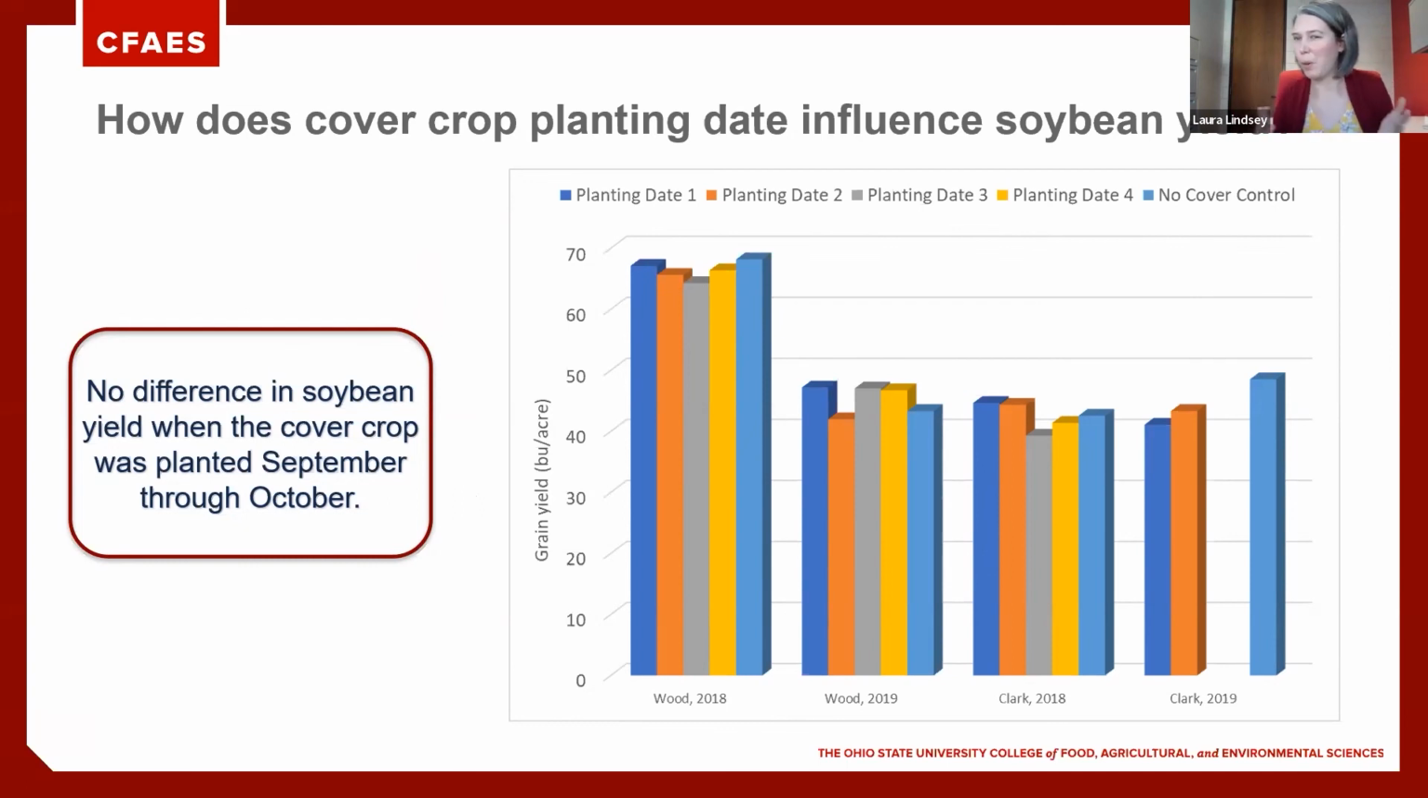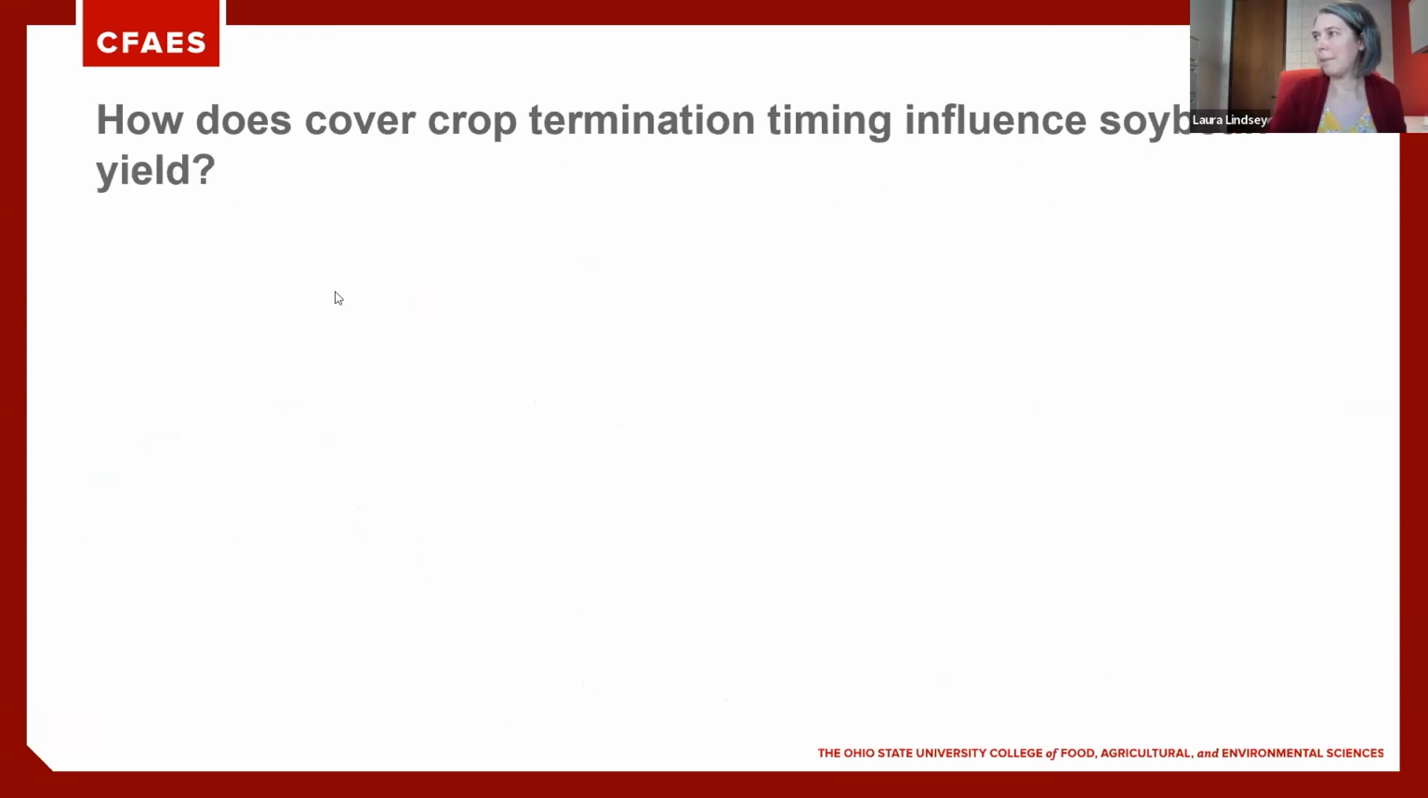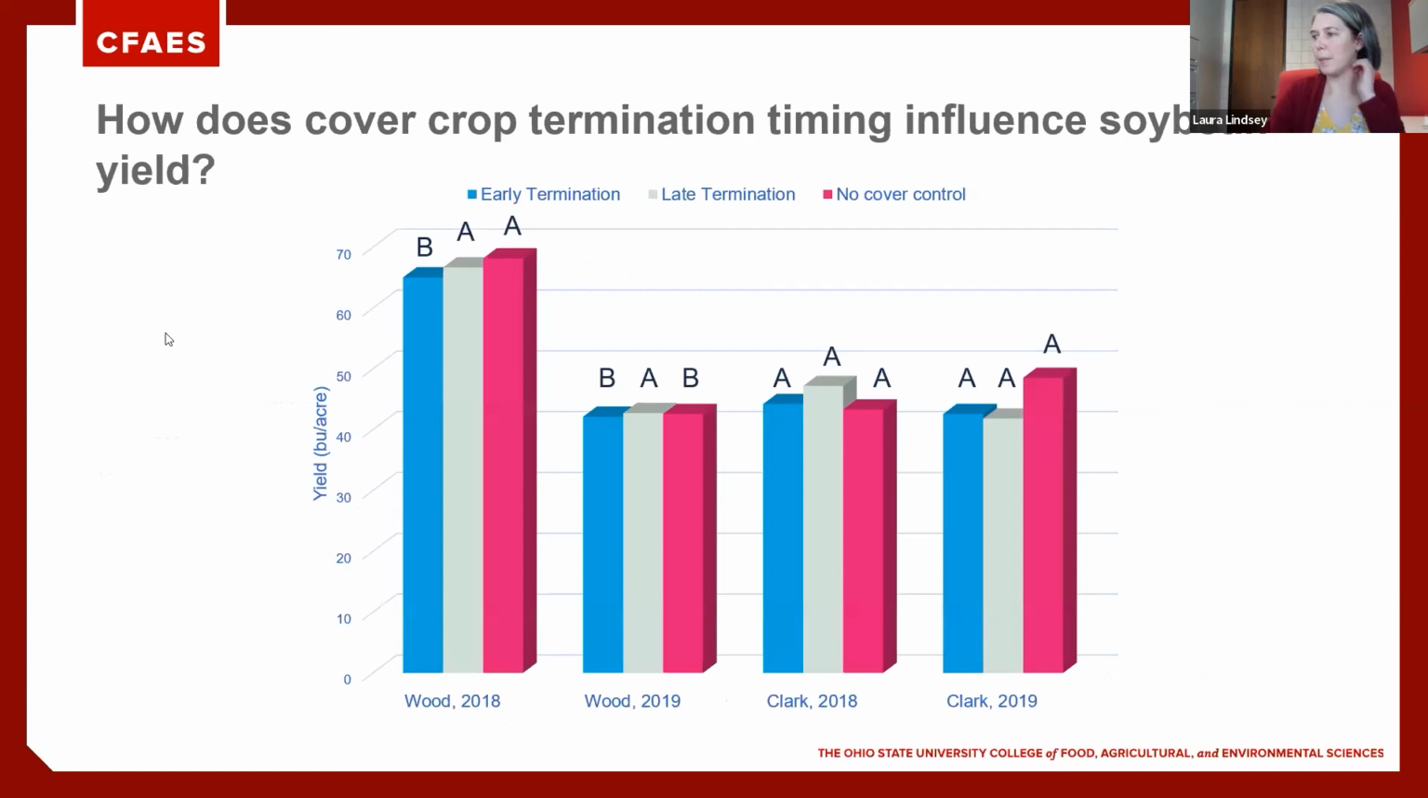So even though we saw a little bit more biomass when we planted earlier, that didn't seem to impact soybean yield good or bad at all. So there was no effect. Termination timing did influence soybean yield at some of the locations. Wood County, these are the first 2 sets of bars, Wood County in 2018 and then 2019. In 2018, we tended to see higher soybean yield when we terminated that cover crop late or had no cover crop at all. There was a yield reduction with early terminated cover crop.